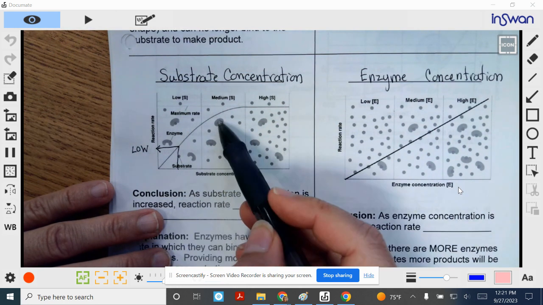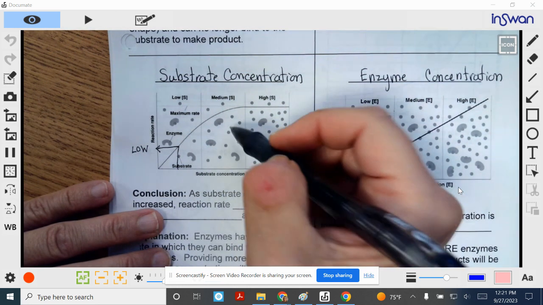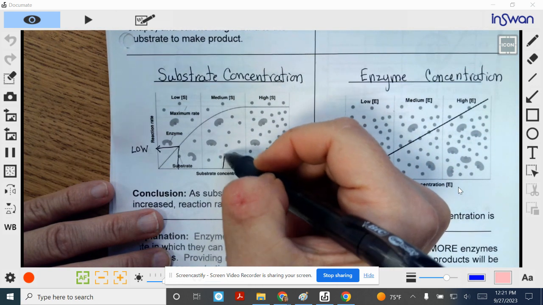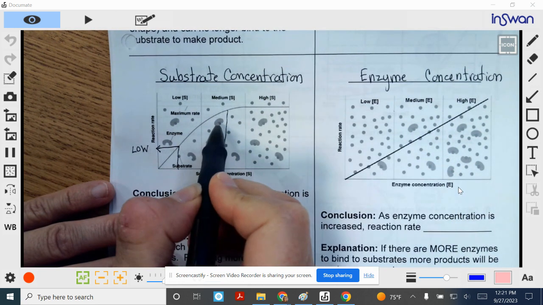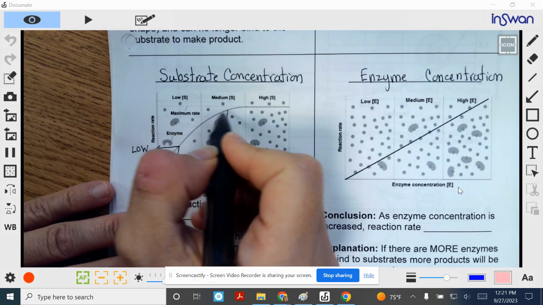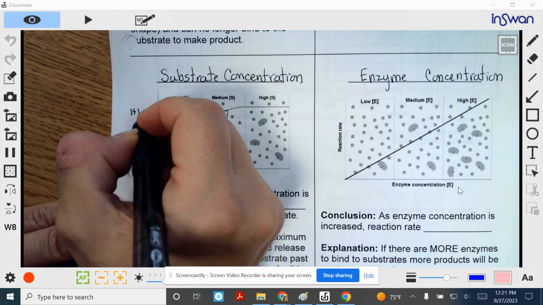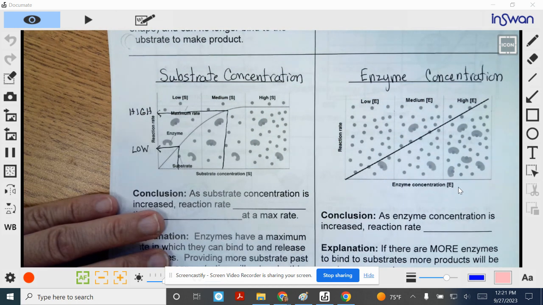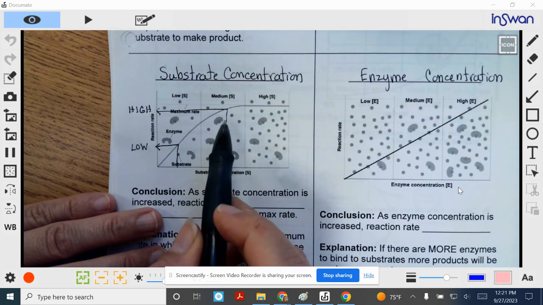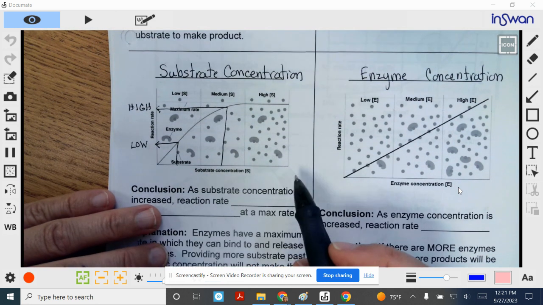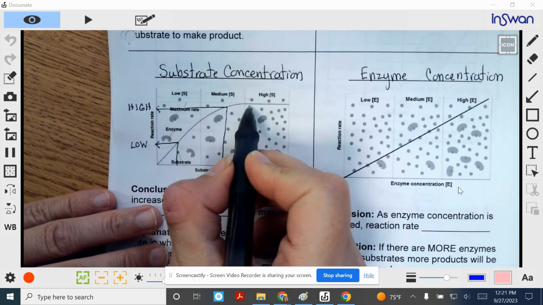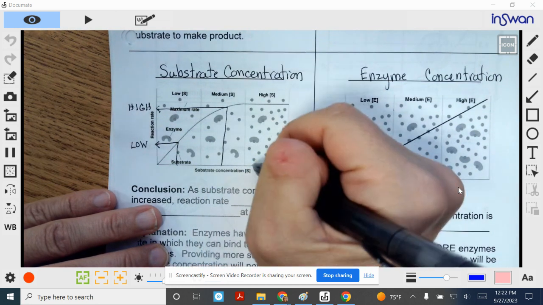But here's my enzymes. I still have 3. If I concentrate the substrate, it's going to take less time for our enzymes to bind to the substrates and create the product. So we have a much higher rate if we concentrate those substrates. Okay, now this next part. Notice my line flattens off. So let's think about this.